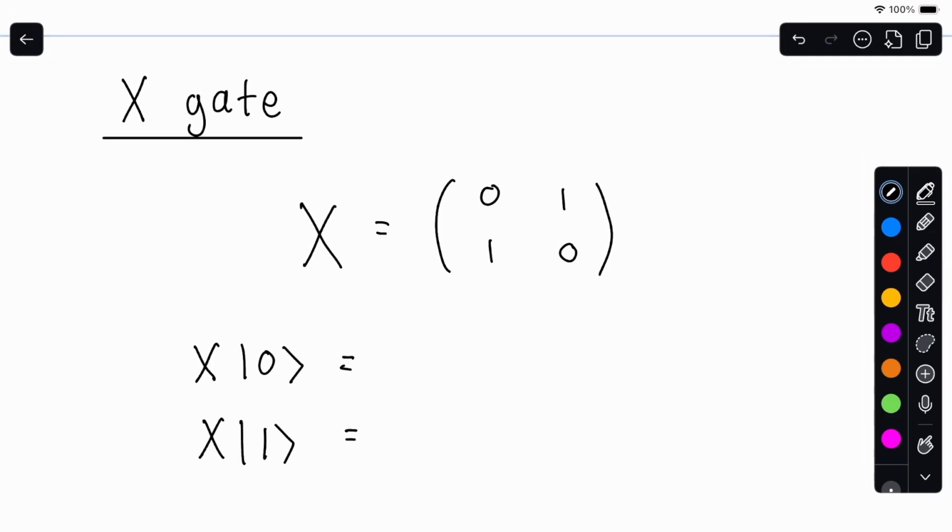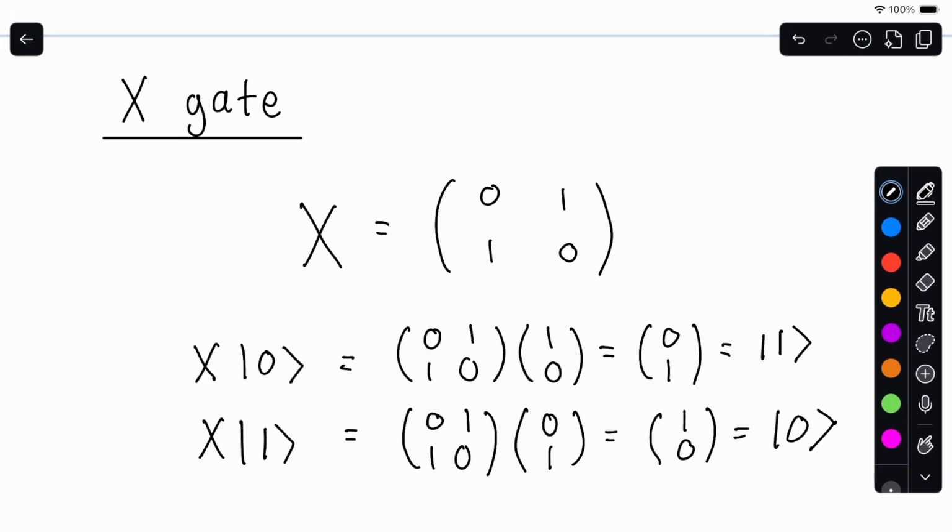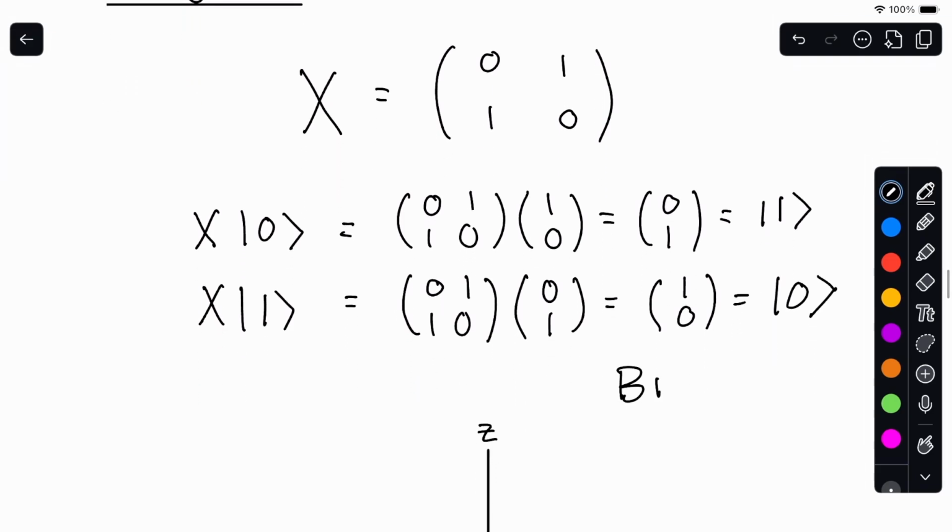The first gate I want to talk about is the X gate, which has this form, 0, 1, 1, 0. And we can think about the action of the X gate on our basis states 0 and 1. So first, we can think about the action on the 0 state. This would give us 0, 1, which is the 1 state. And then we can also consider the action on the 1 state, which will flip us to the 0 state. And so we call the X gate the bit flip gate, because it flips 0 to 1 and 1 to 0.